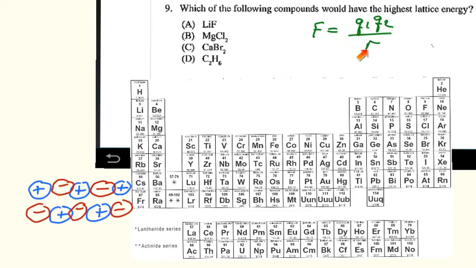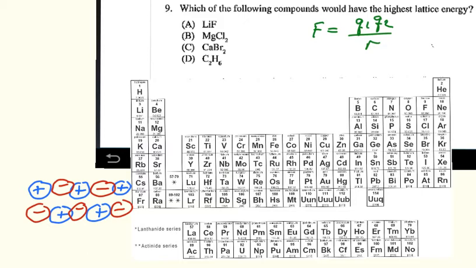And then down here, this is the distance between the two of them. And so the distance between the two of them, if it was actually smaller, if this was a small number, then that would cause the force to be bigger as well. And so we're looking for something with high charge, +1, +2, +3, -2, -3, and where the ions are relatively small. So let's look at our answer choices.